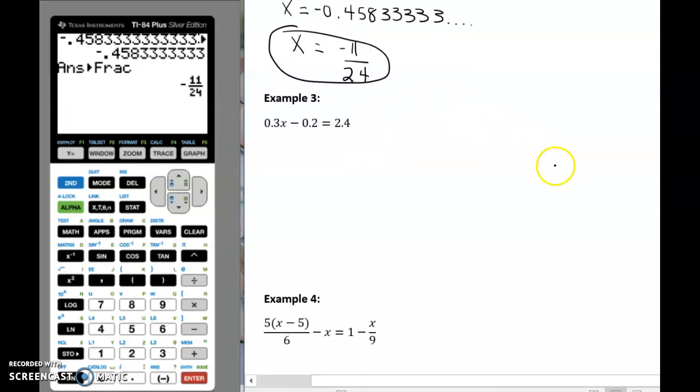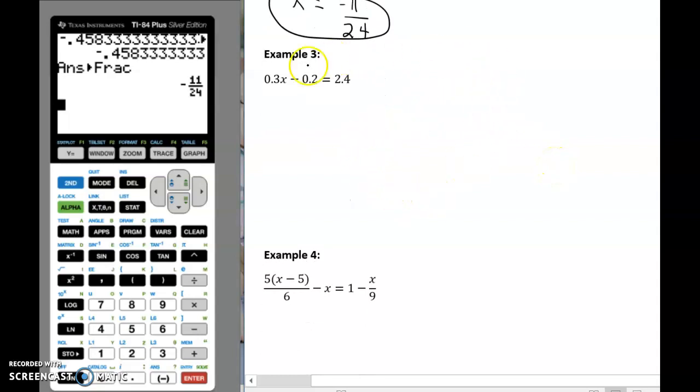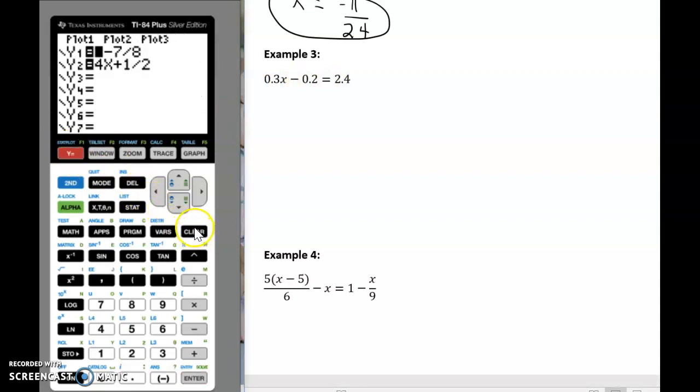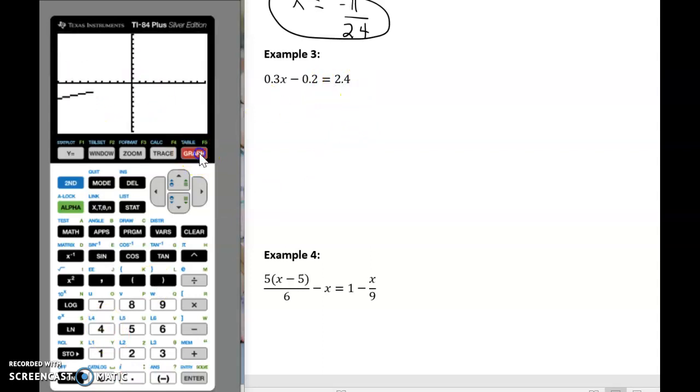Okay. The next example, we have 0.3x minus 0.2 equals 2.4. So this is another linear equation. So I'm going to go ahead and graph what I see on the left side of the equal sign. So 0.3x minus 0.2. And on the right side, I'm going to graph the 2.4. The 2.4, notice it doesn't have an x, so this is actually a horizontal line, right? The 2.4 is just a constant. And so we're going to go ahead and graph it.